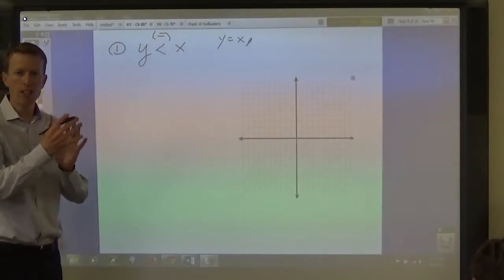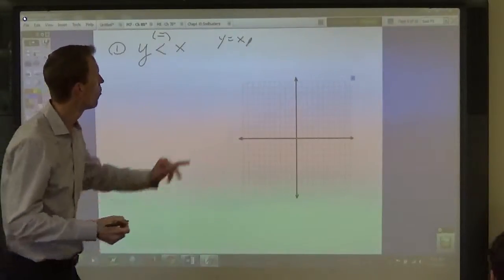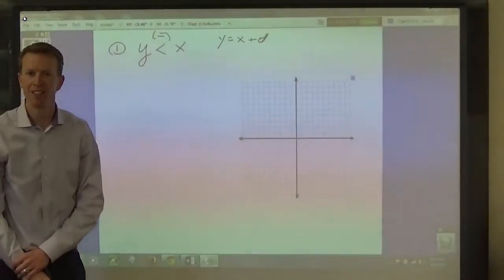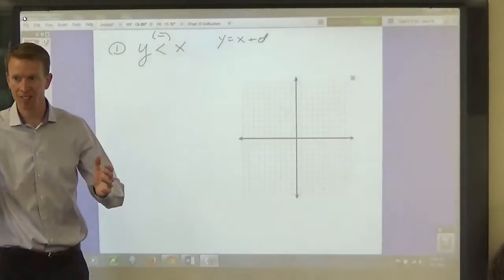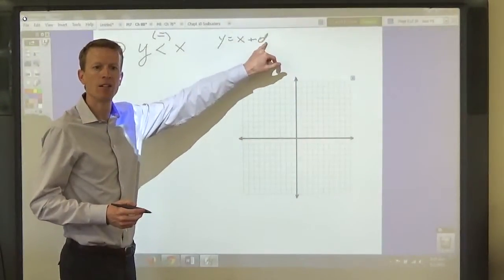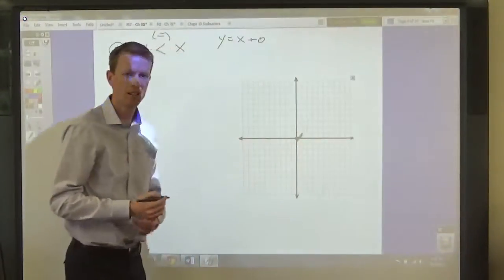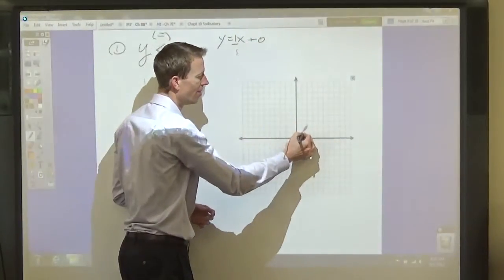All of the equations that we've looked at to this point are Y equals something. What if it said Y equals X plus 0? What form is that in? Slope-intercept form. We could graph that in our sleep, right? You would mark 0, 0, and go up 1 over 1.